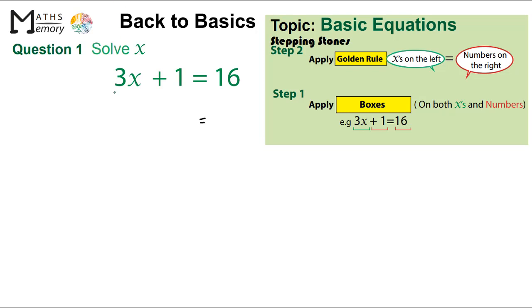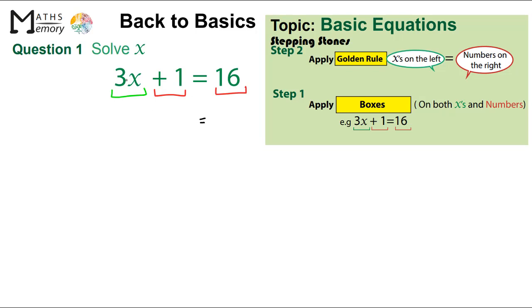We create the boxes. Now all the x terms, we put little green boxes around them. It could be any color of your choice. We choose green, and numbers we'll choose red. So the goal is to always now, in step 2, use a golden rule, which means you put all the x's on the left hand side of the equal sign, all the numbers on the right. So all the greens on the left, all the reds on the right.